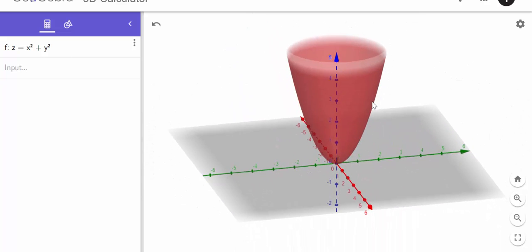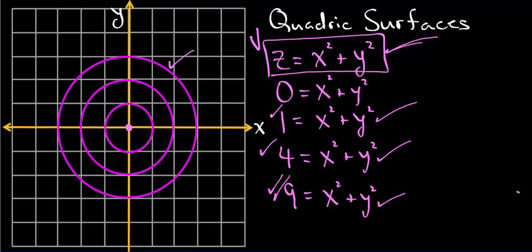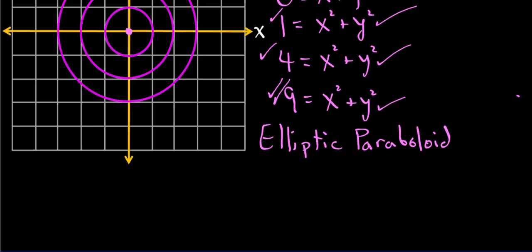So in 3 dimensions, this is kind of like a parabola, right? But we're not going to call it a parabola. We're going to call it an elliptic paraboloid. So let me write that down. Elliptic paraboloid.